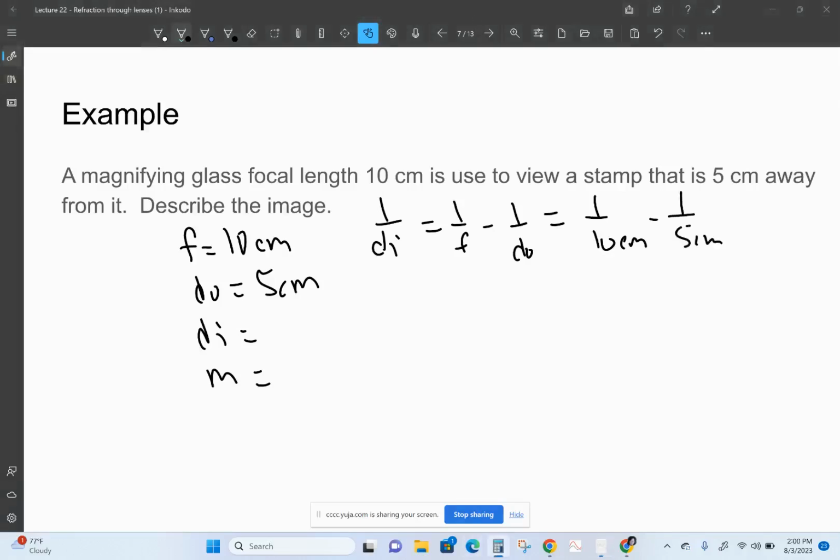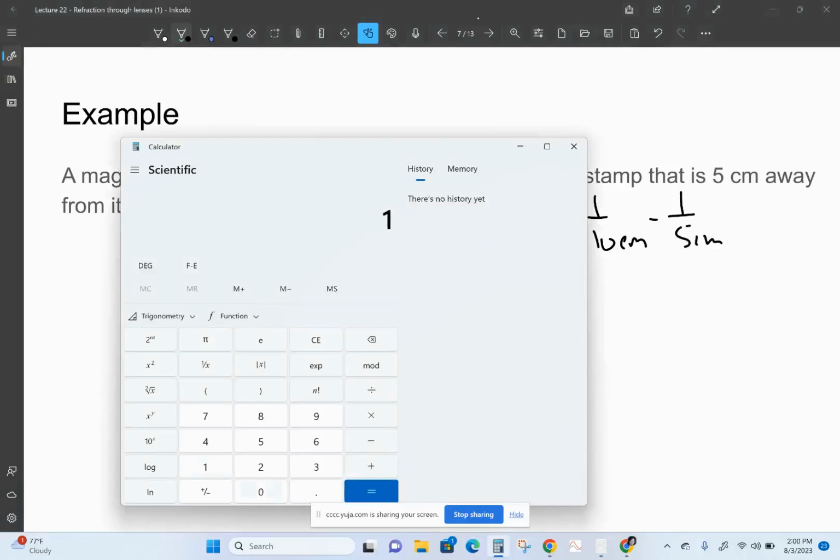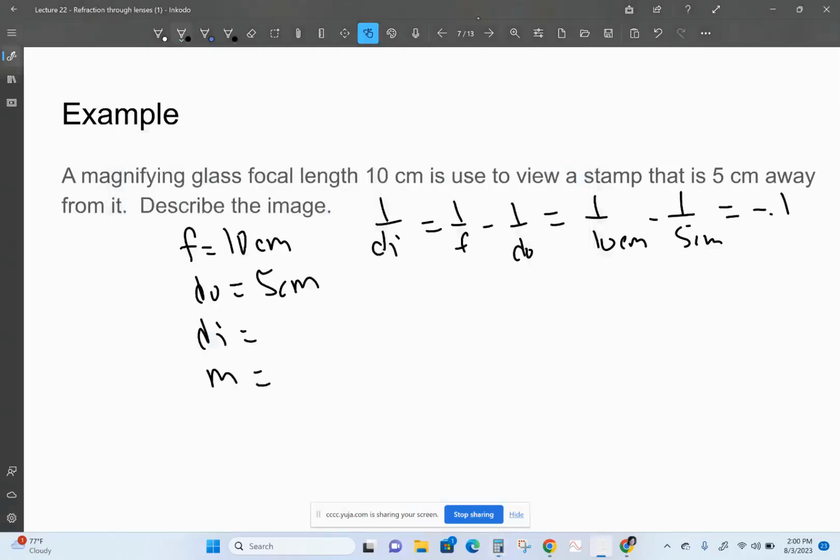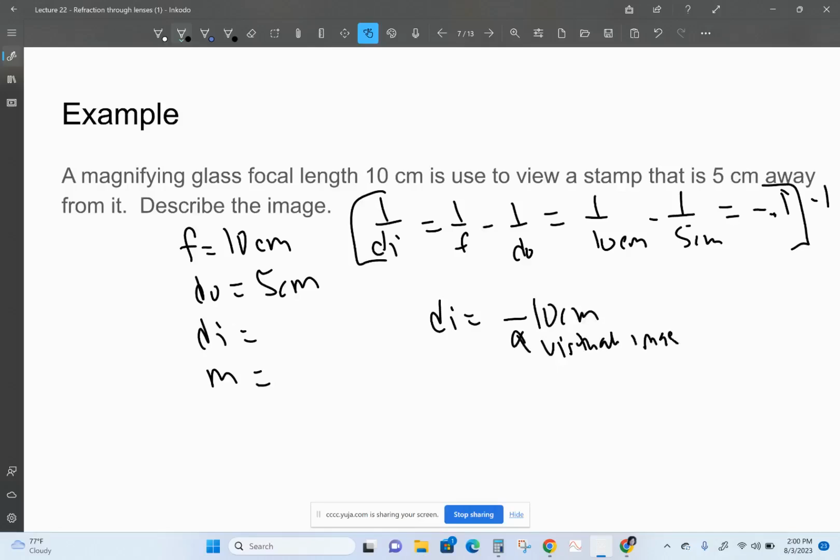So if I put this in my calculator, 1 over 10 minus 1 over 5 equals negative 0.1. And if I take the inverse of that, I'm going to get di is equal to negative 10 centimeters. So the negative means that it is a virtual image that forms on the same side as the object.